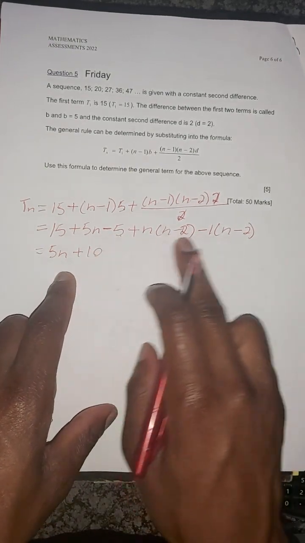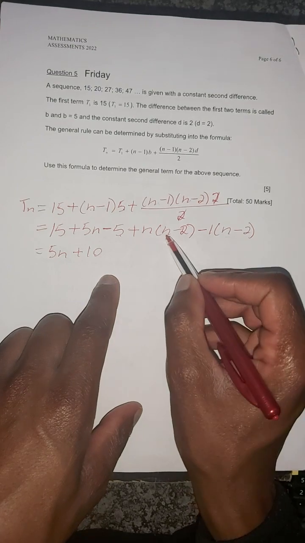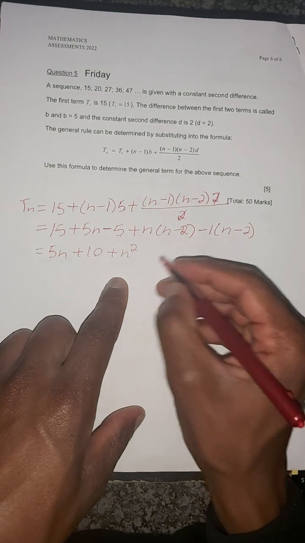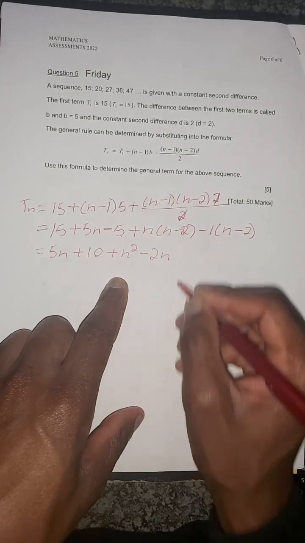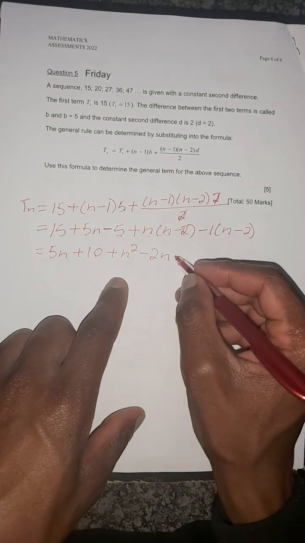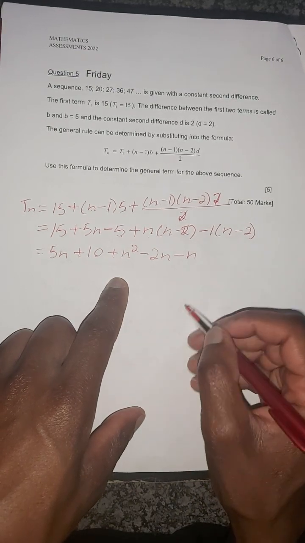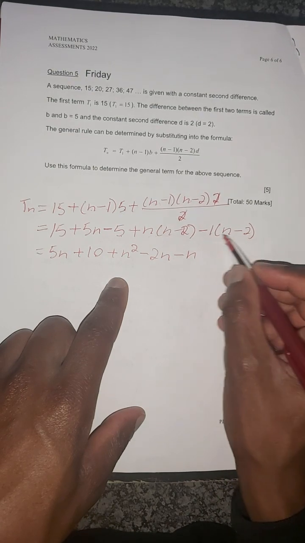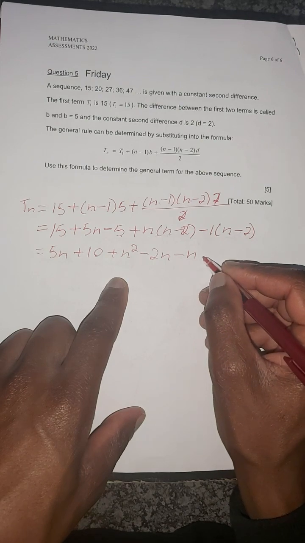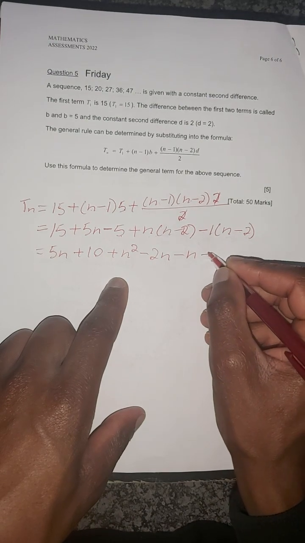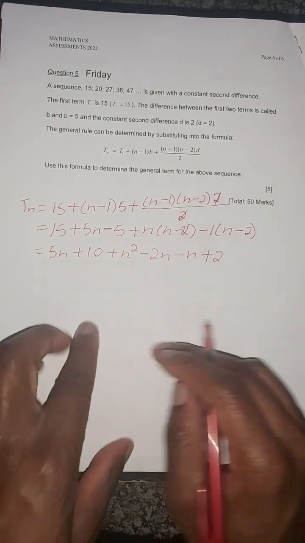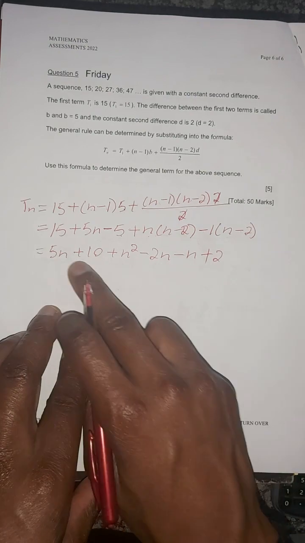And then I come here now. I say n times n, I get n squared. I say n times negative 2, I get negative 2n. And then I come this side because I'm done here. I say negative 1 multiplied by n, get negative n. Then negative 1 multiplied by positive 2 is going to give me a positive what, guys? Positive 2. Then from here, I'm going to add my like terms.